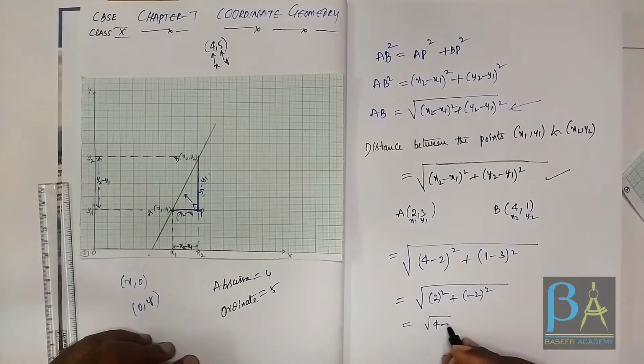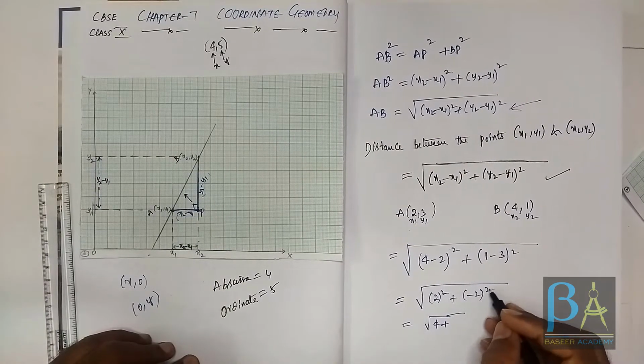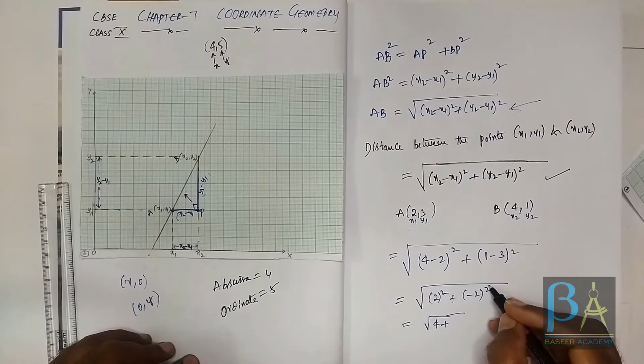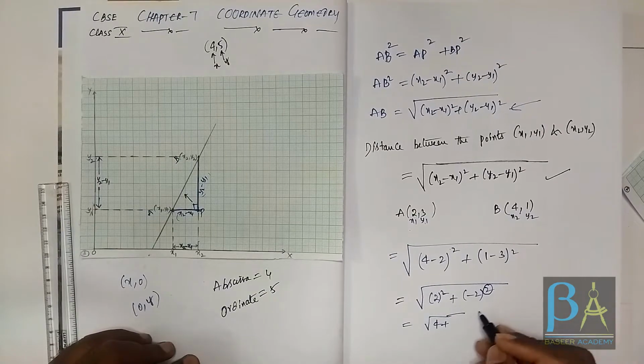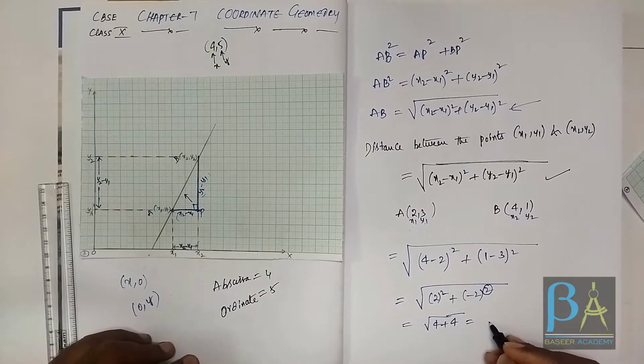2 square is 4. Minus 2, if you square it, becomes plus, isn't it? Because the power here is 2, which is an even number. So minus becomes plus. 2 square is nothing but 4 itself. 4 plus 4 is 8.